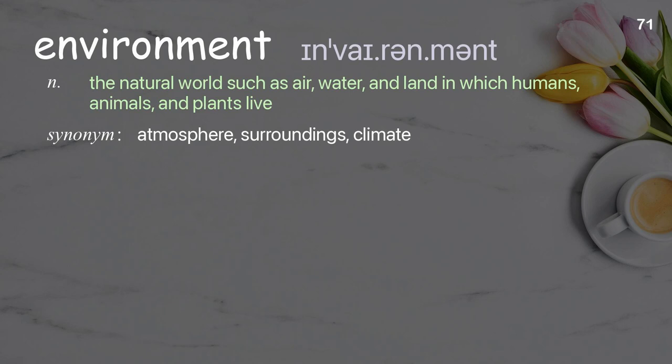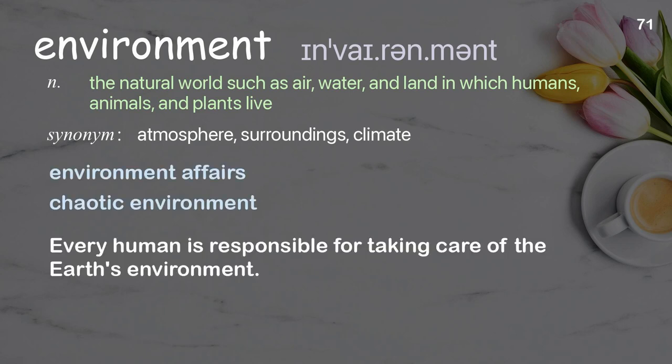Environment: the natural world, such as air, water, and land, in which humans, animals, and plants live. Examples: Environment affairs, chaotic environment. Every human is responsible for taking care of the Earth's environment.